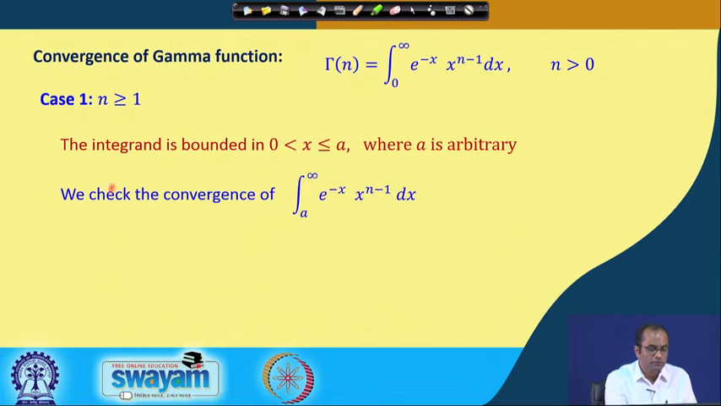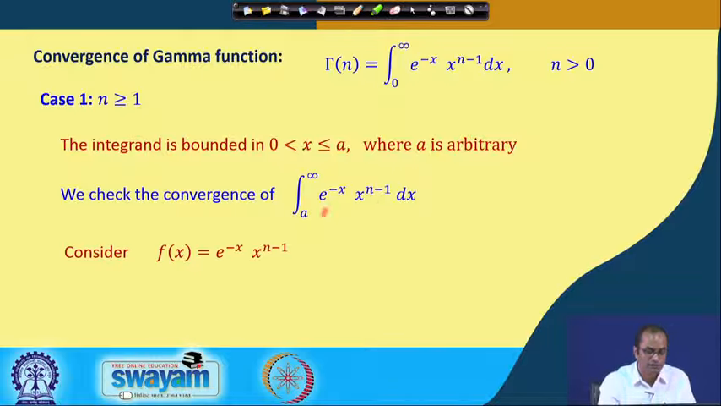And the other part, so we will check the convergence of the second integral, which is a to infinity e power minus x, x power n minus 1, because here we have now this infinity problem even in this case when n is greater than 1. So, we are considering the case n greater than 1, and because of this infinity we now have this improper integral of type 1, and we will go through the convergence.